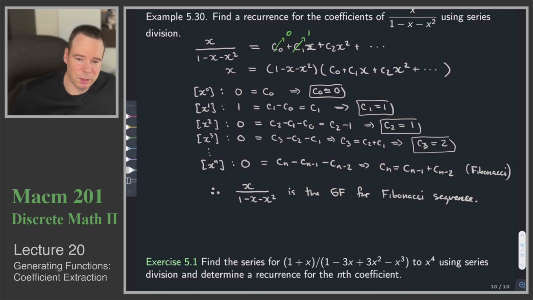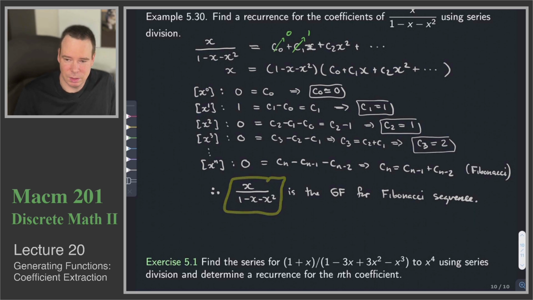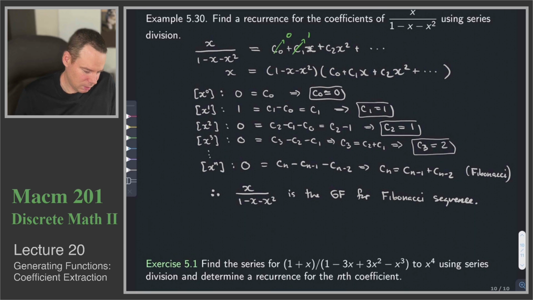And if you've ever looked online at the Fibonacci sequence, it is more than likely you will see this function hanging around somewhere, Wikipedia or whatever. They'll say, the Fibonacci sequence, oh, those are the coefficients of this function. And we've just established that here. We've just established that that rational function does give us the Fibonacci sequence.